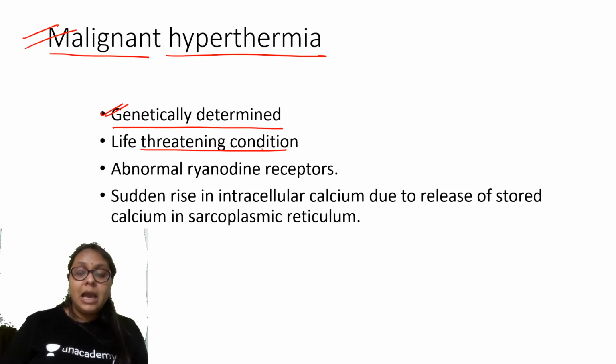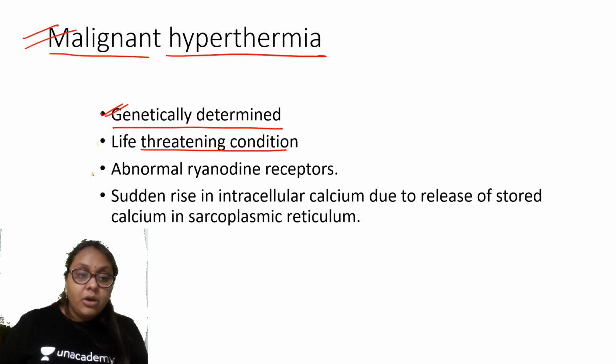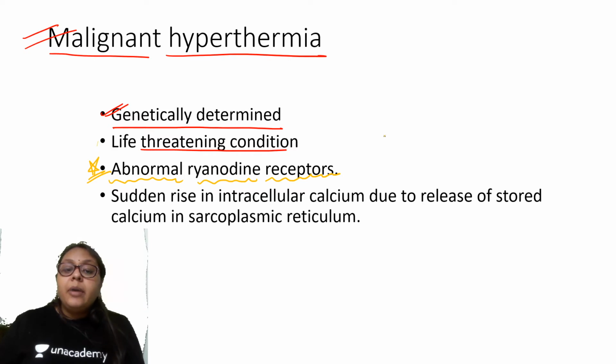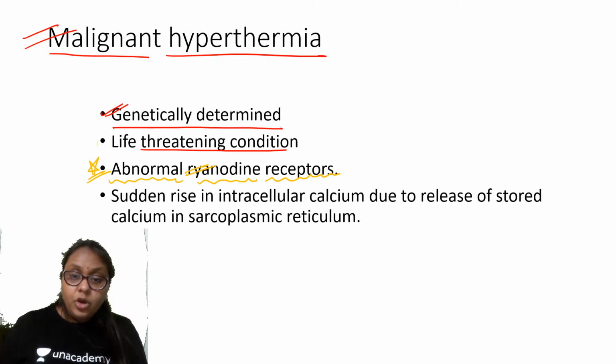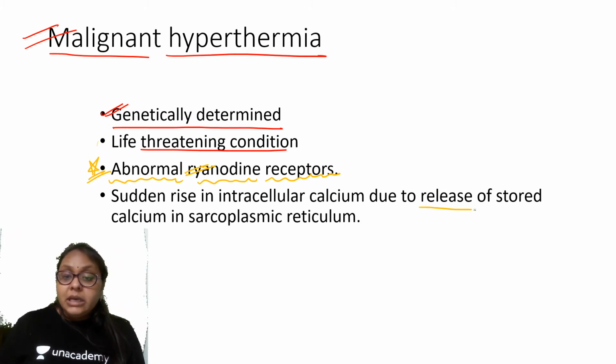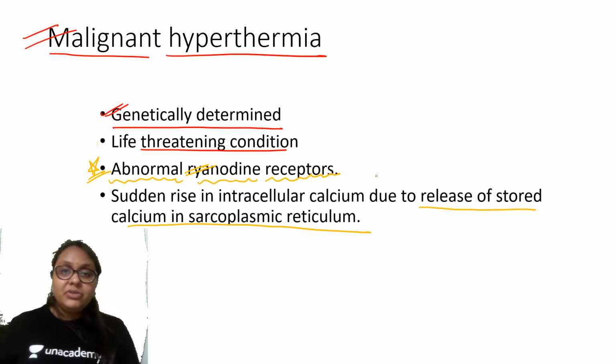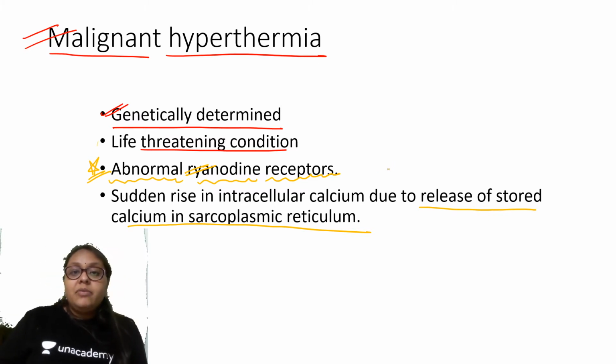Why does it happen? Just remember this: it happens because of abnormal ryanodine receptors on the sarcoplasmic reticulum. Because these are abnormal, there is release of the stored calcium in the sarcoplasmic reticulum, and because of the sudden release of the stored calcium, there will be a rise in the intracellular calcium.